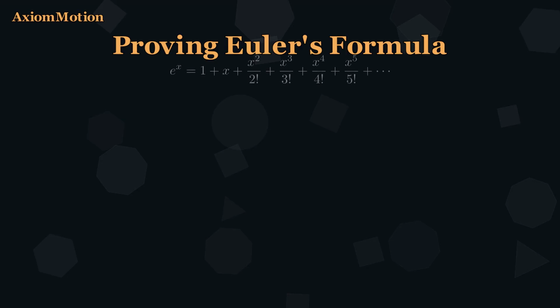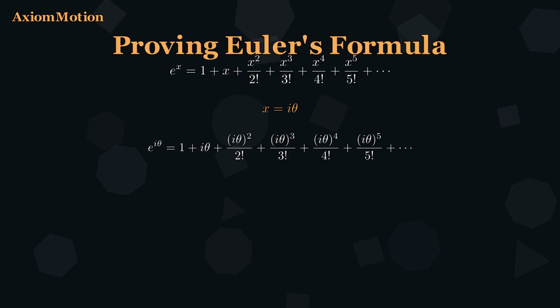We start with the Taylor series for e to the x. This infinite sum converges for every real number, and it also converges for every complex number. So let us substitute x equals i theta. Expanding, we get e to the i theta equals 1 plus i theta, minus theta squared over 2 factorial, and so on. Now here is the key.